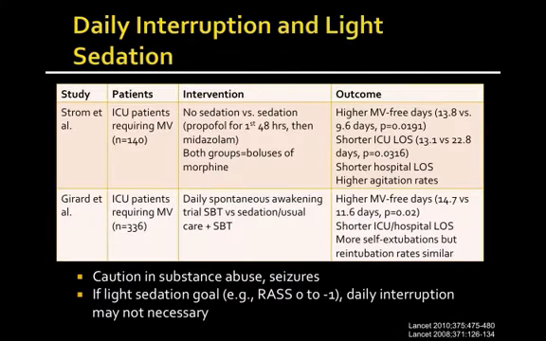Okay. All right, so then daily interruption. If you guys are dealing with this on service, which I don't think you do, you really need to know this trial.